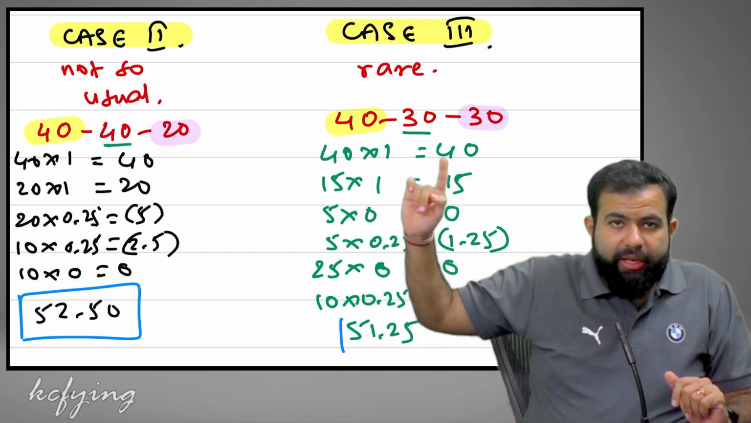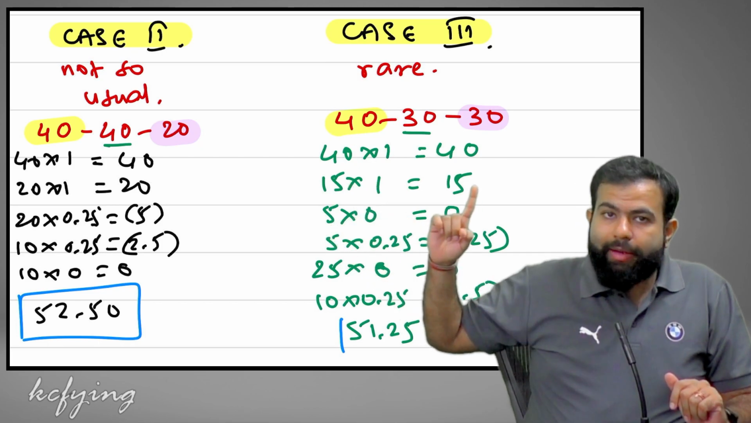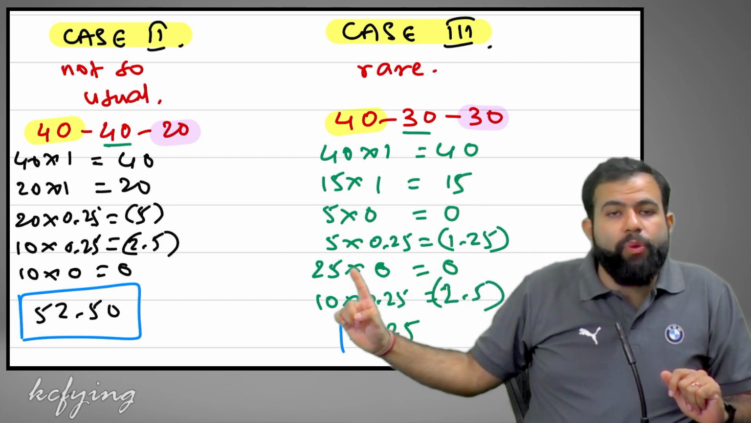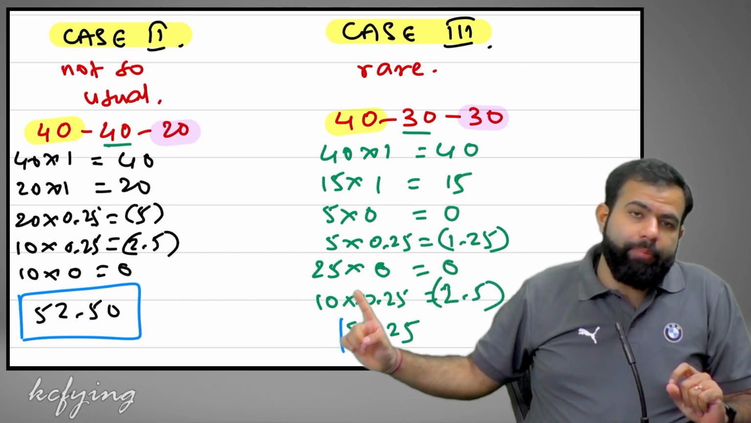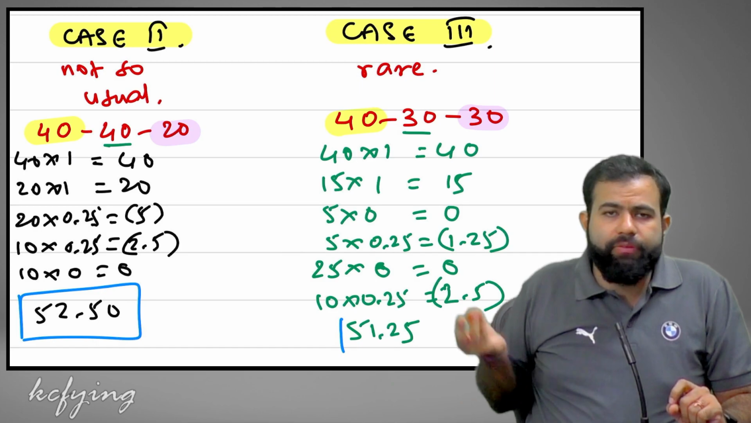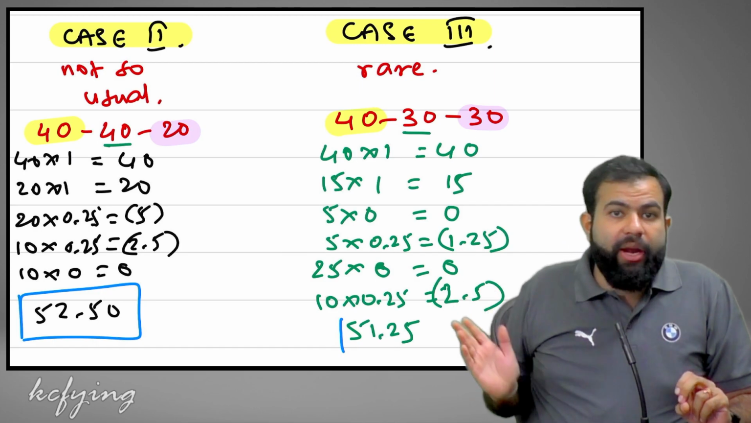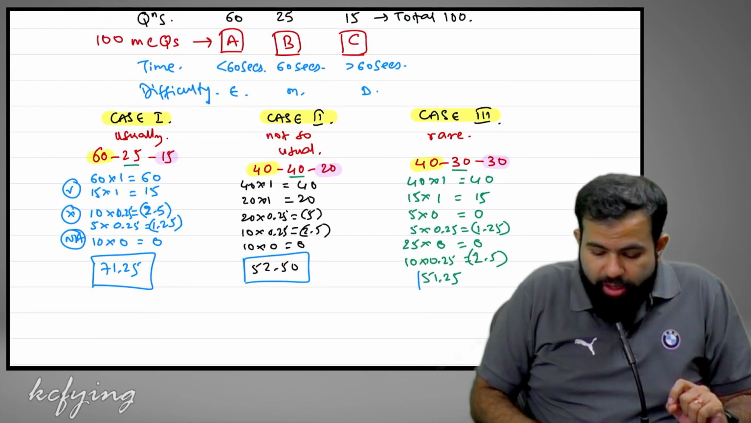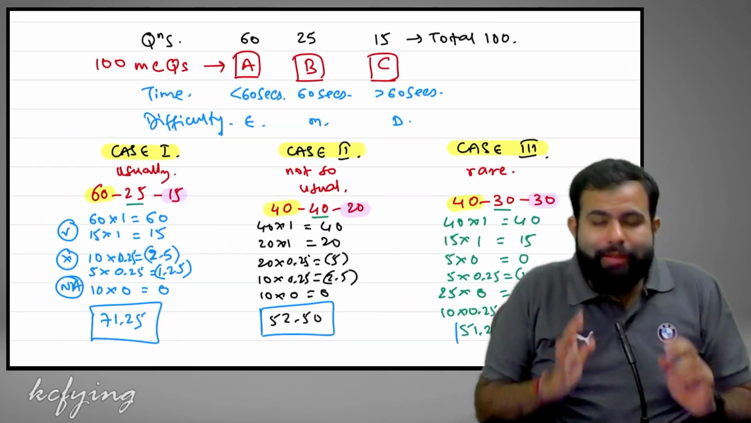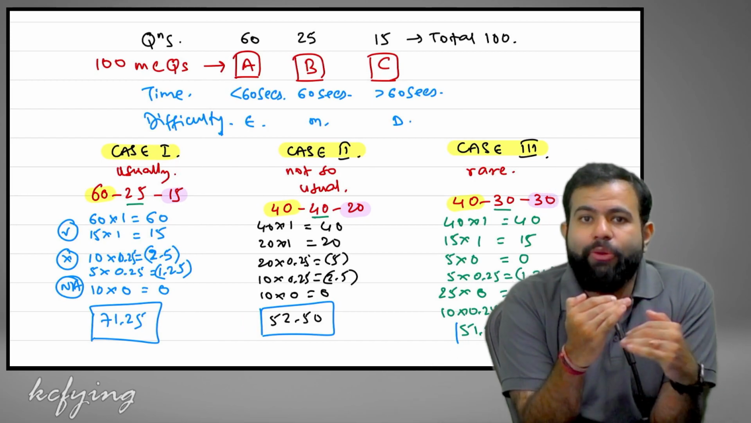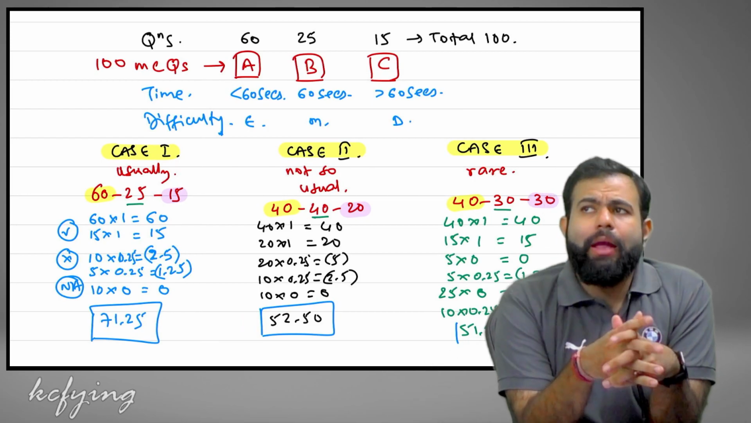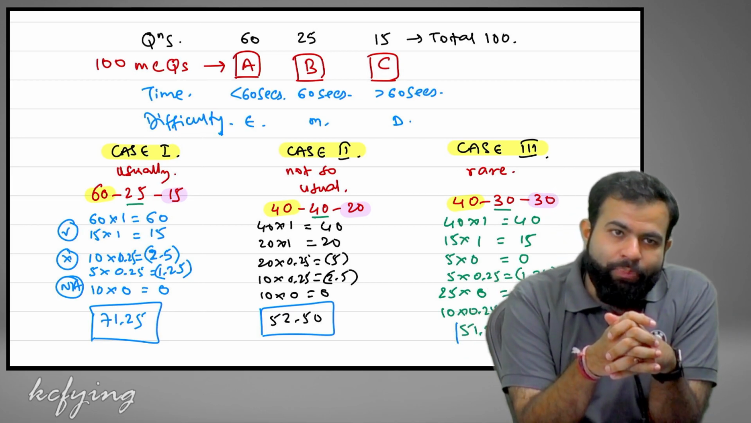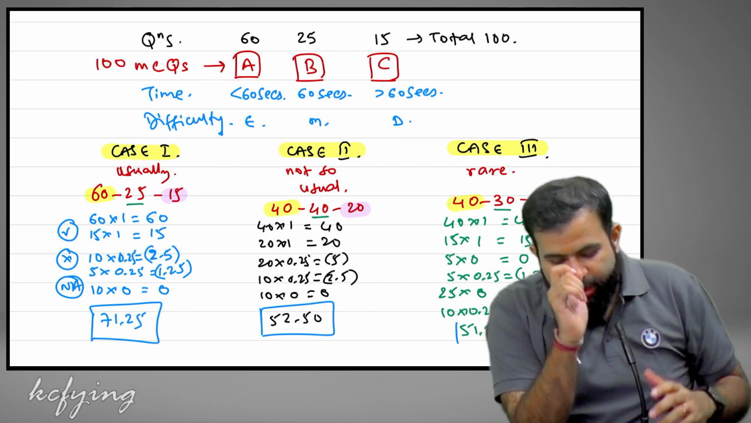So 40 you get correct, and of the 30, say 15 you are getting correct, 5 you have not attempted, 5 you are getting wrong. Out of the other 30, say 25 you're not attempting, and 10 you're attempting, which at negative 0.25 each gives you minus 2.5. Still you end up with somewhere around 50 marks. So this analysis you need to do at the start of the paper. Accordingly, you need to decide how many questions you are supposed to attempt. As you go ahead with the paper, you will be able to understand what exactly you're required to do. So I guess this would be very helpful for you.